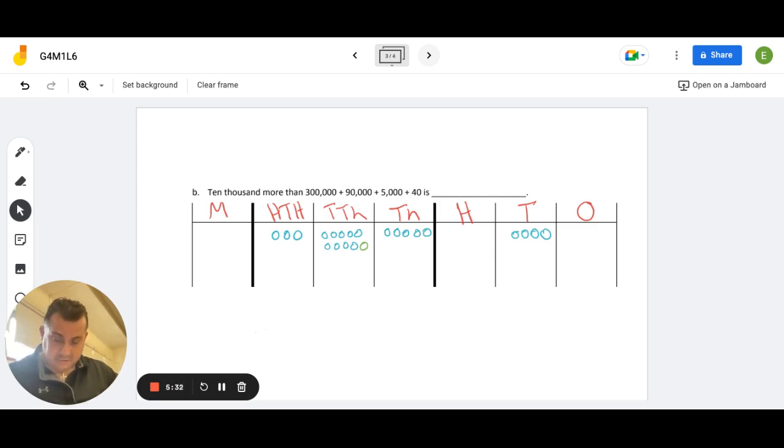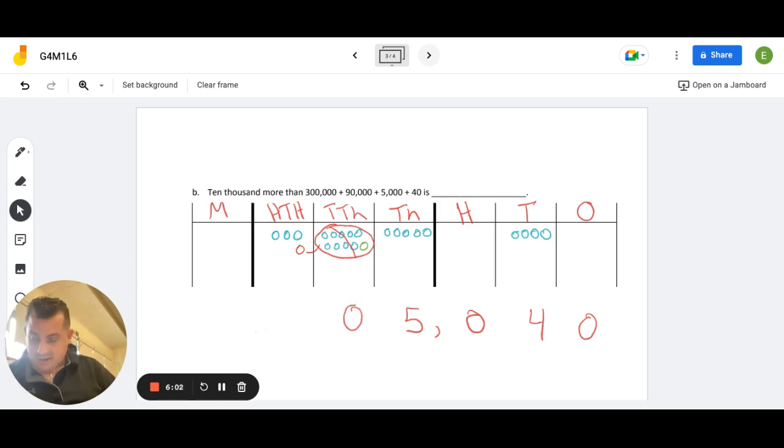So let me see if there's any bundling. Well, I still have nothing in my ones, 4 in my tens, nothing in my hundreds. There's my comma. 5 in the thousands. I have 10 10,000s now. So I'm going to have to bundle that up, cross that out, and add 100,000. So now I have nothing left in my 10,000s, and I have 4 in my 100,000s. I have 405,040. Okay?